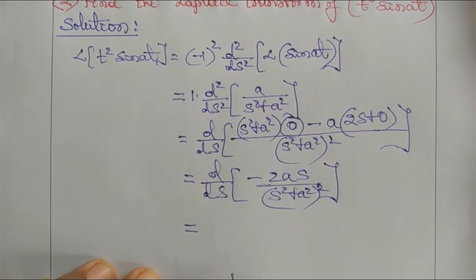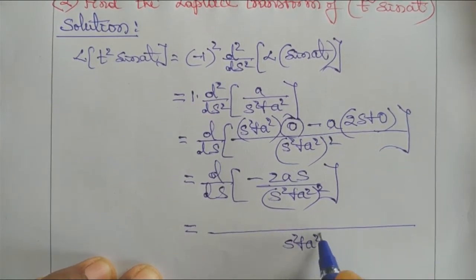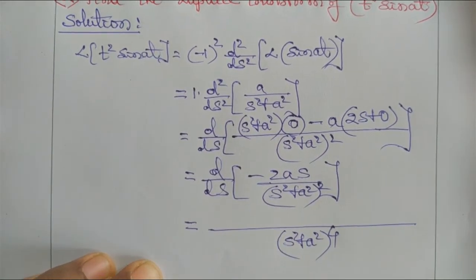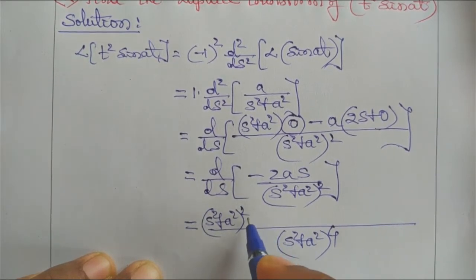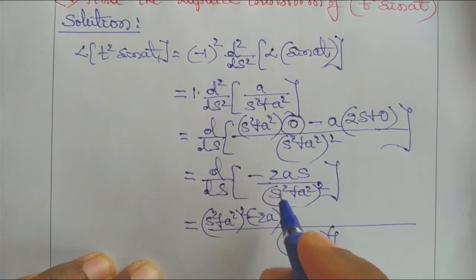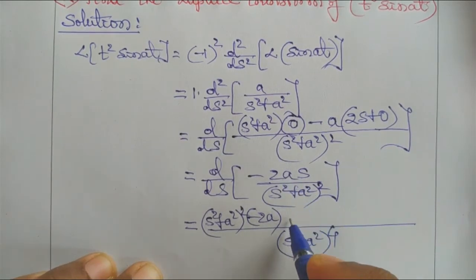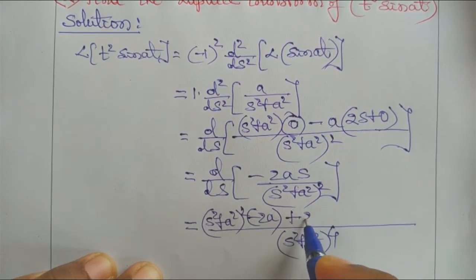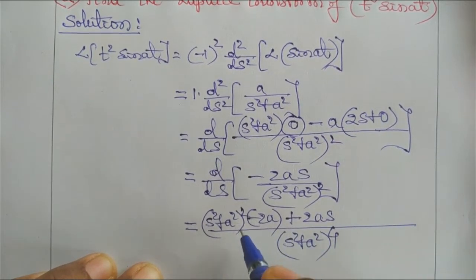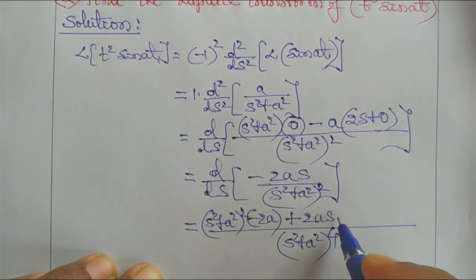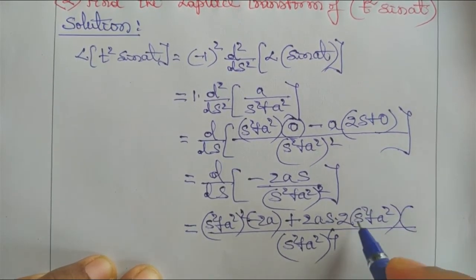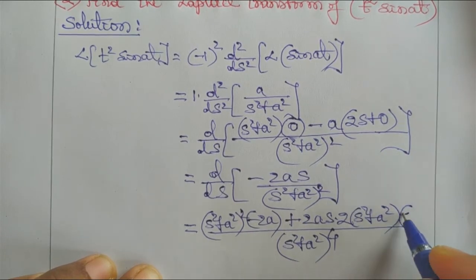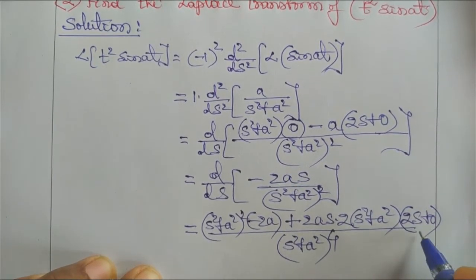Using the quotient formula method, carefully differentiate, with s square plus a square whole to the power of 4 in the denominator. Then s square plus a square whole square into minus 2a, because the differentiation of minus 2as is minus 2a, and minus of minus is plus 2as into differentiation of s square plus a square whole square, which is 2 times s square plus a square into differentiation of s square plus a square with respect to s, which is 2s plus 0.